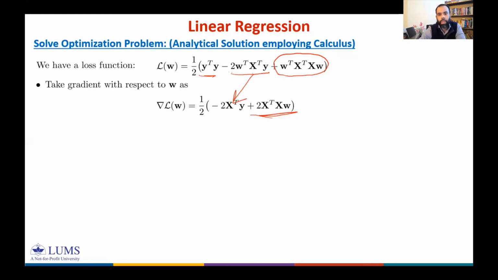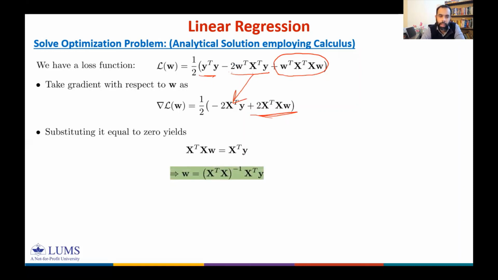And to find w, we set this equal to 0. And when we set it equal to 0, you get x transpose x w is equal to x transpose y. And from here, I can recover w as x transpose x inverse x transpose y. Obviously, the assumption here is this matrix x transpose x is invertible. So the inverse of this exists, right?